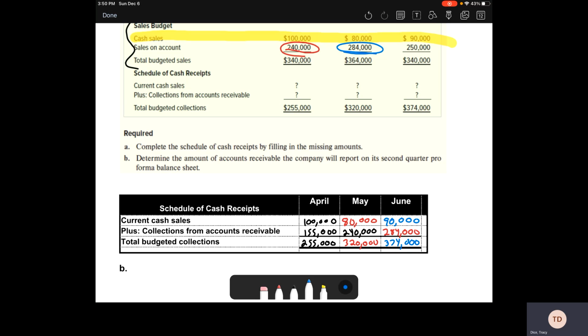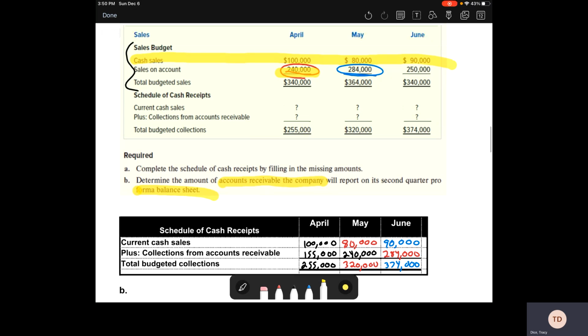So now for part B, we need to determine the amount of accounts receivable the company will report on the pro forma balance sheet. So what that means is at the end of June, what do we have in our accounts receivable? Well, from our schedule of cash receipts, we collected all of March's accounts receivable in April. The $240,000 from April we collected in May. The $284,000 from May we collected in June, which means that the only amount left in our accounts receivable is the month of June's receivables.